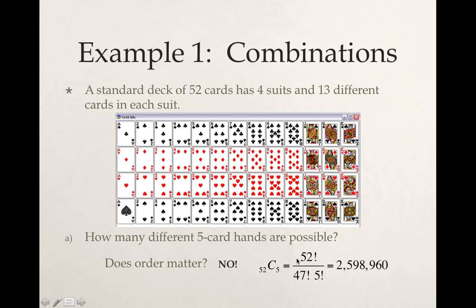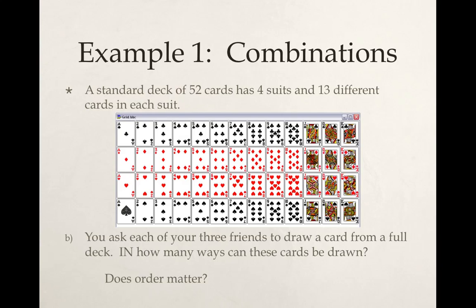That means 52 factorial on top, 52 minus 5 is 47 factorial, as well as the 5 factorial on the bottom. And if we work all of that out, we would end up with 2,598,960 different 5-card hands that could be dealt from this 52-card deck.